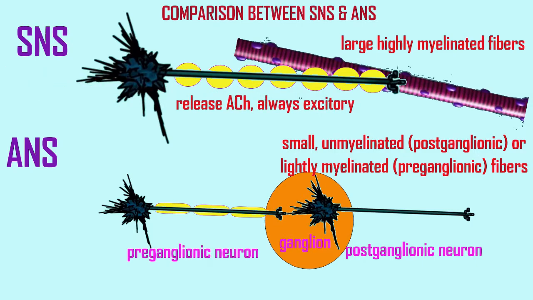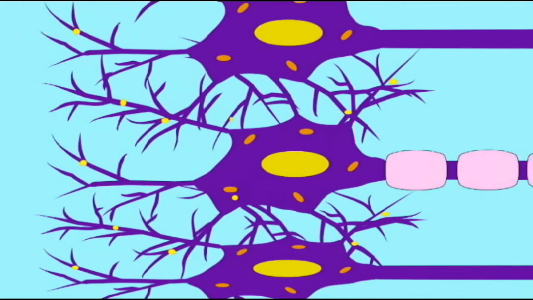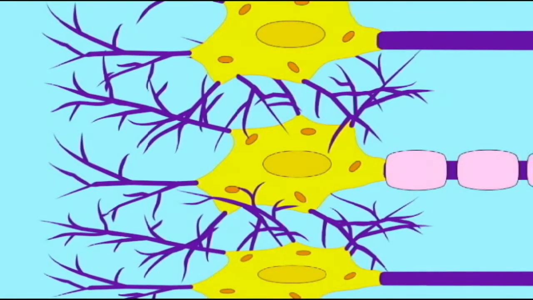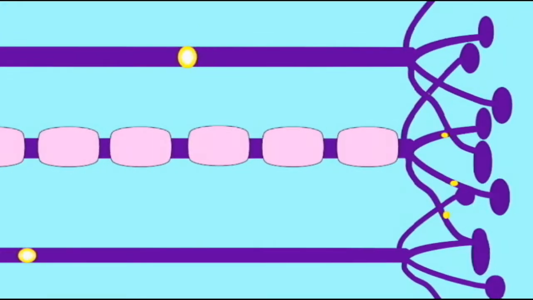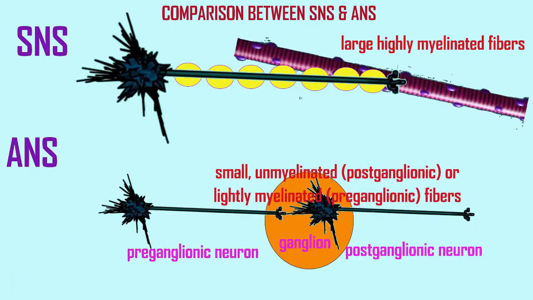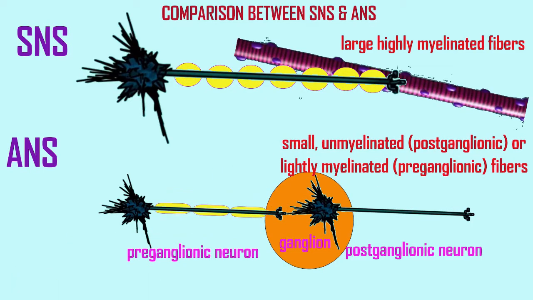In the SNS, the axons are wide and myelinated, meaning that they can then transport messages very rapidly. In the autonomic nervous system, the preganglionic neurons are smaller and the axons narrower. While they do have myelin, they don't have as much myelin, so they are more lightly myelinated as opposed to heavily myelinated. The postganglionic axons are unmyelinated.